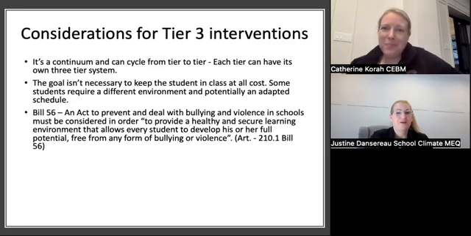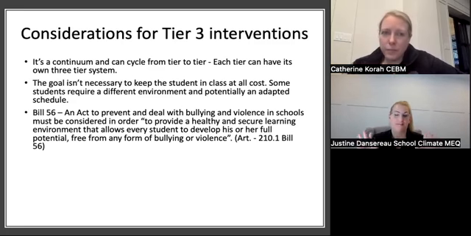Well said, Catherine. So again, all of this could be relayed back depending on the situation. This is very situation dependent, and I wanted to preface that. So Bill 56 could be considered. Bill 56 is an act to prevent and deal with bullying and violence in schools. It definitely needs to be considered in order to provide a healthy and secure learning environment for all students to develop to their full potential. My apologies, there is no gender neutral language in the bill yet, so I modified it by saying their full potential, free from any bullying or violence.